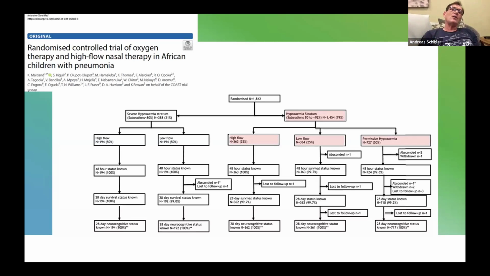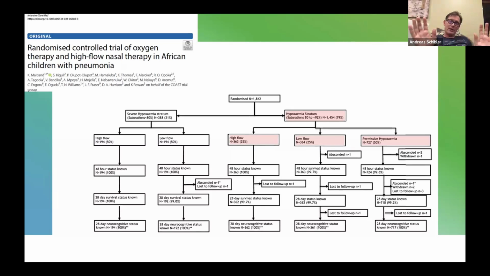And this trial was abandoned because clinicians said, how can you not offer oxygen to children who are hypoxemic whilst you're having an oxygen cylinder in the same room?